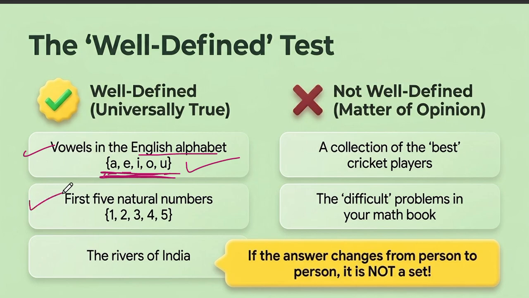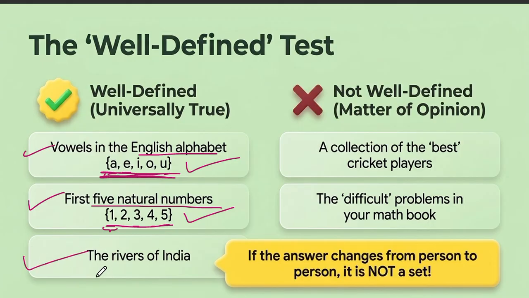Similarly, if I tell you to make the collection of the first five natural numbers. The first natural number starts from 1, correct? So the first five will be 1, 2, 3, 4 and 5. This is the same for everyone, for me, for you, for every other person. You cannot make any change here. So this is also well defined, so it is an example of a set.